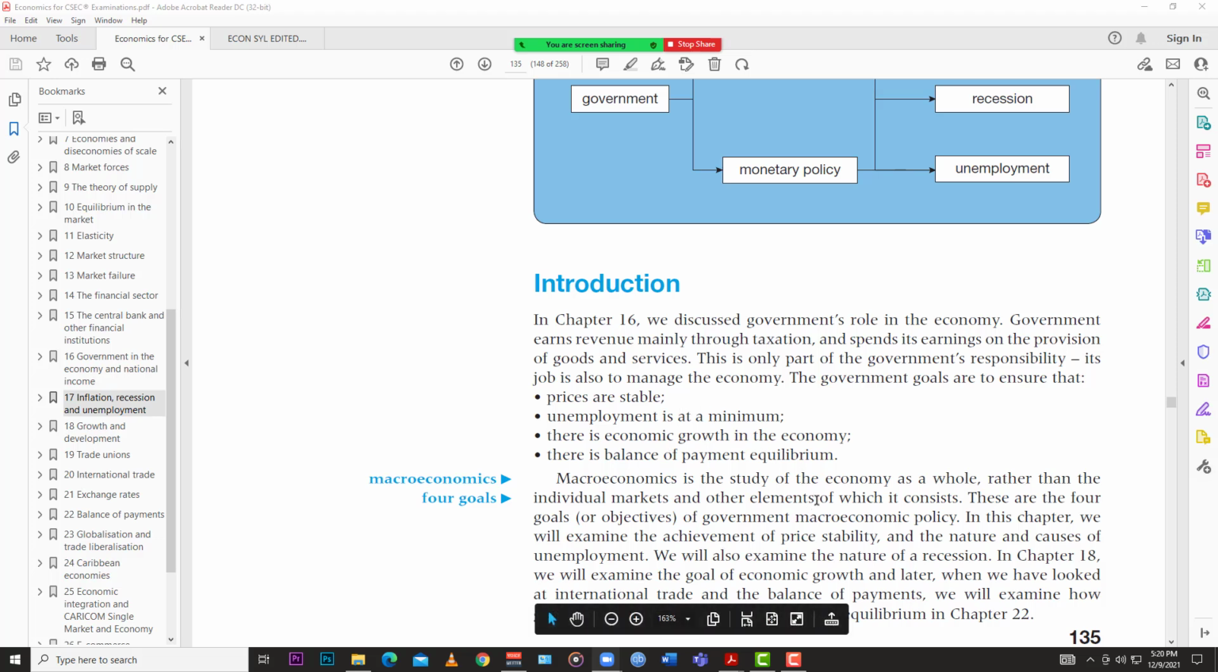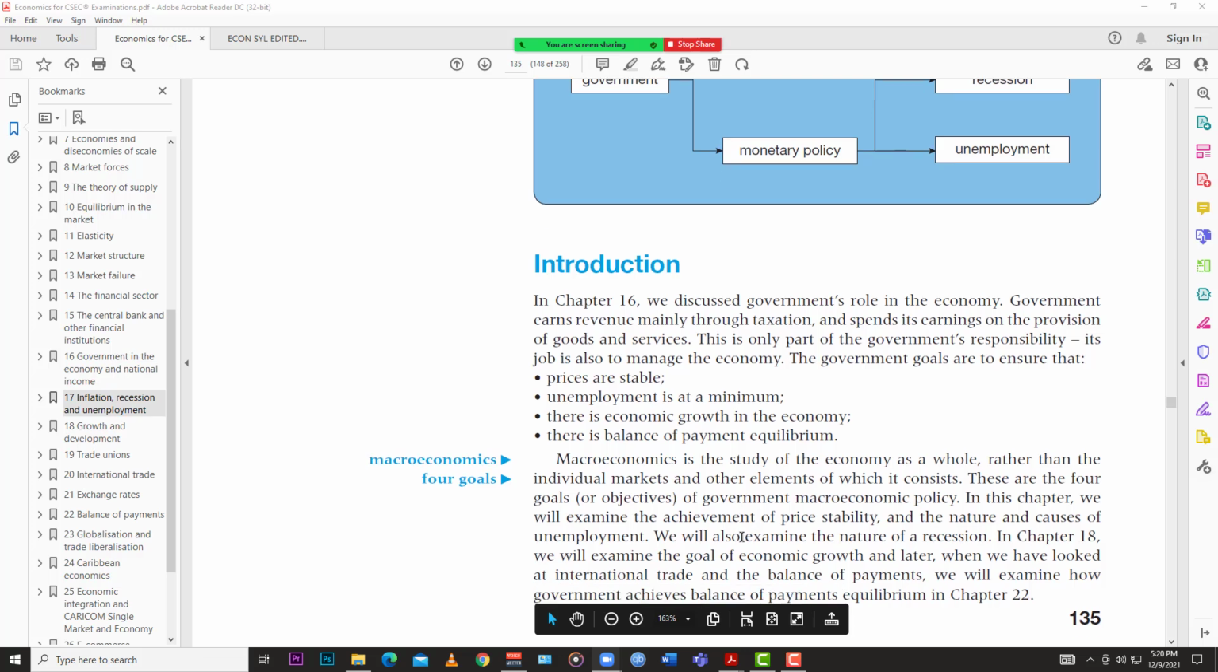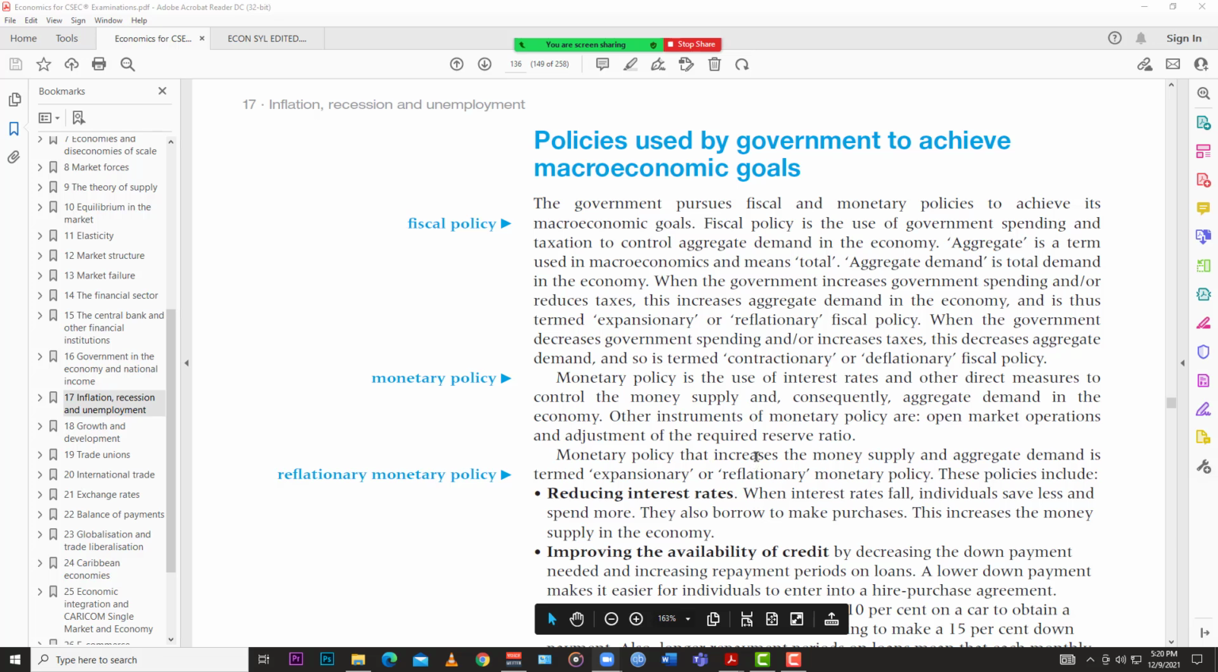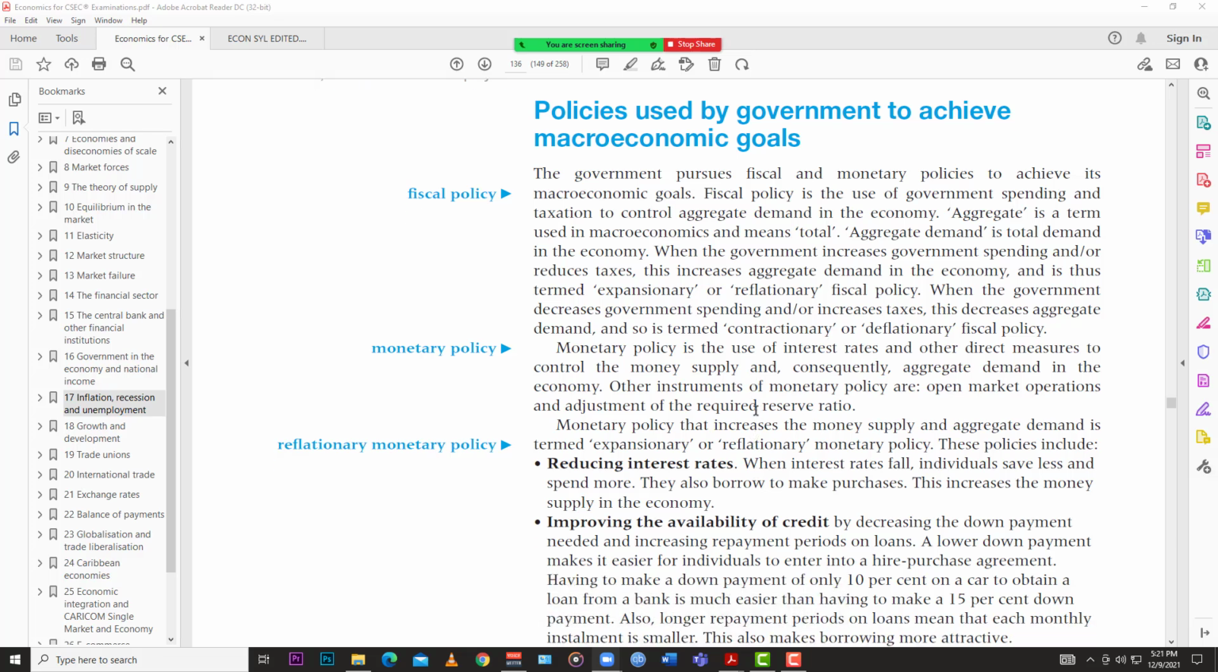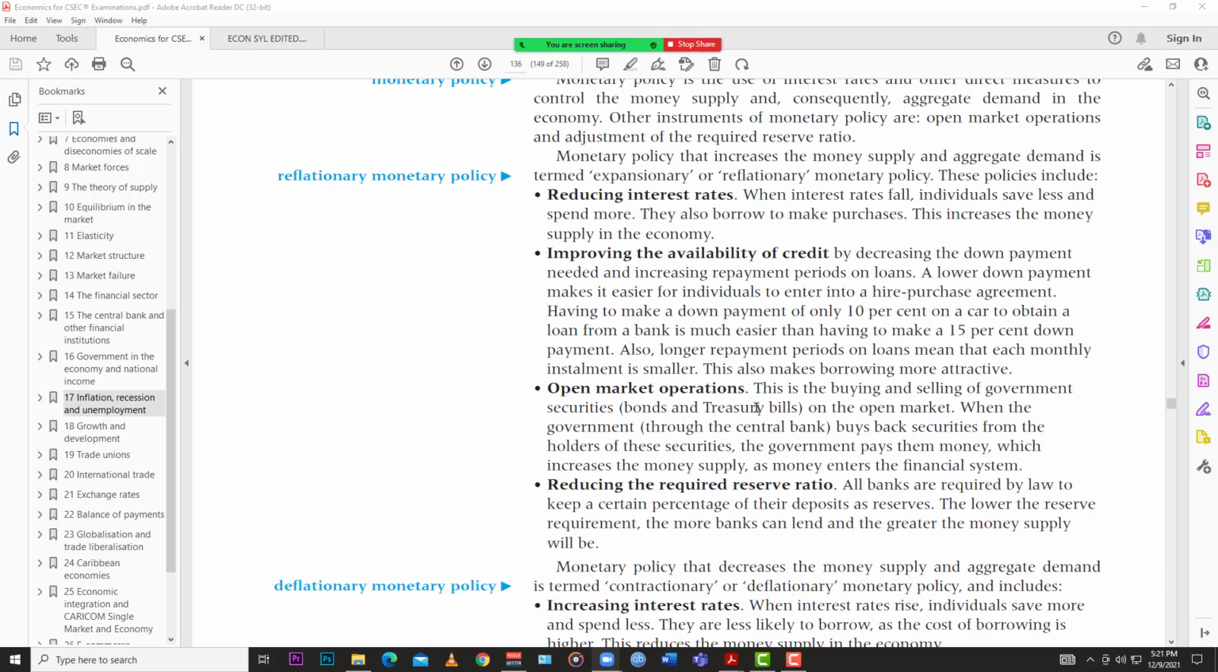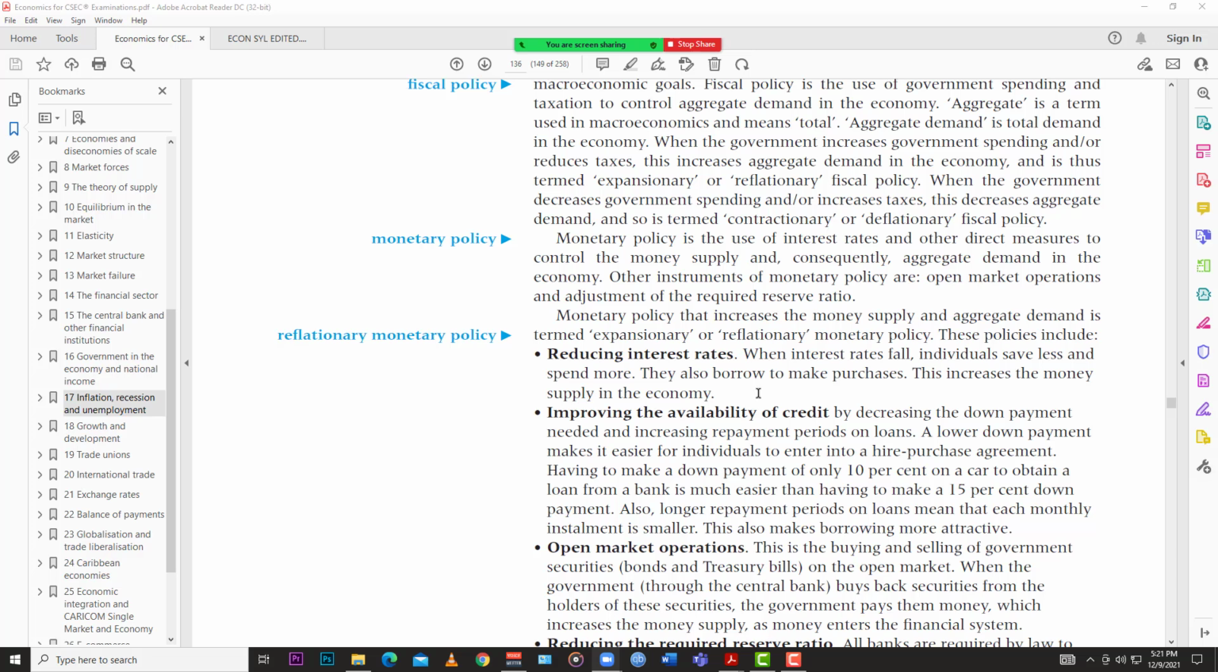So macroeconomics is a study of the economy as a whole rather than the individual markets and other elements of which it consists. These are the four goals or objectives of a government macroeconomic policy. We will examine the nature of recession in chapter 18, and we will look at international trade and balance of payments later on. So let's go. First things first. Monetary policy. What is monetary policy? Monetary policy is the use of interest rates and other direct measures to control the money supply and consequently aggregate demand in the economy.